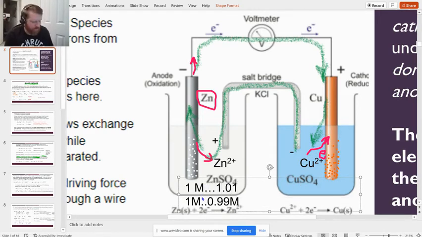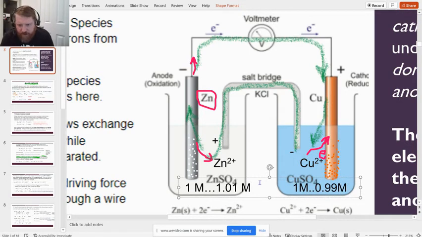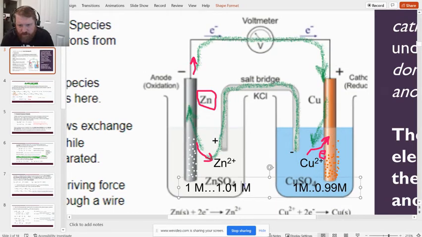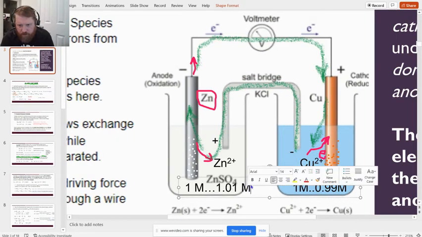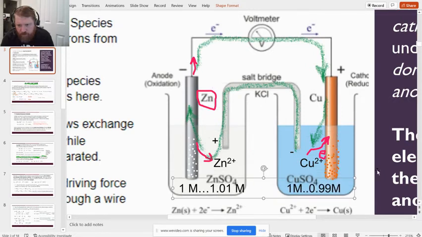It's going to become 1.01 molar as the zinc ions appear. So the molarity of these solutions is going to start at 1 and 1, but the second you connect the wire and those electrons flow, the reaction is occurring, and you have a buildup of zinc ions, so that molarity slowly increases, and a drop of copper ions, so that molarity slowly decreases.